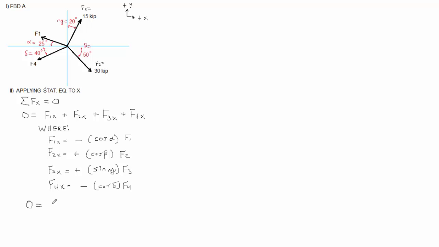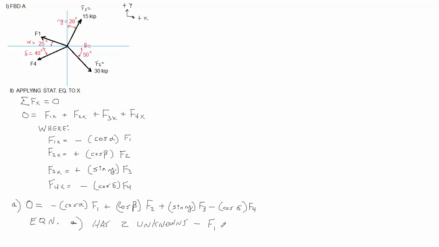Plugging all of this into this equation, we have the equation fully developed there. Now, at this point in time, you'll notice we don't know F1 and we don't know F4. We have two unknowns. It is recommended that you don't do anything to that equation. I'm going to write a letter A next to it and label it as equation A. The next line I'm going to write is: equation A has two unknowns. Once again, those unknowns are F1 and F4. And then I'm actually going to stop.